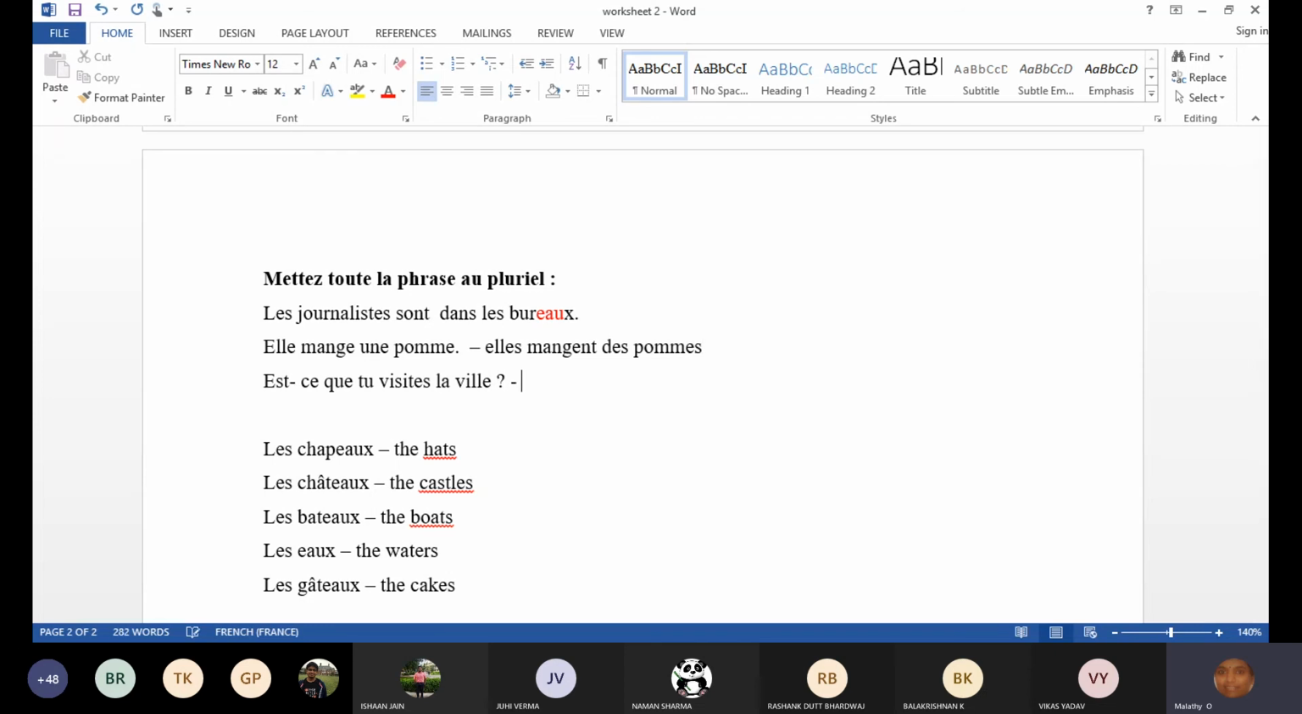So what would be the plural of this sentence? You can't make the interrogative form plural. The expression remains the same. So est-ce que would be est-ce que, right? And the plural of tu is vous, and the verb form is EZ, and the city will become cities. So I've changed the entire sentence to the plural form. So she eats an apple becomes they eat some apples. You visit the city becomes you visit the cities. The you is changed to plural.